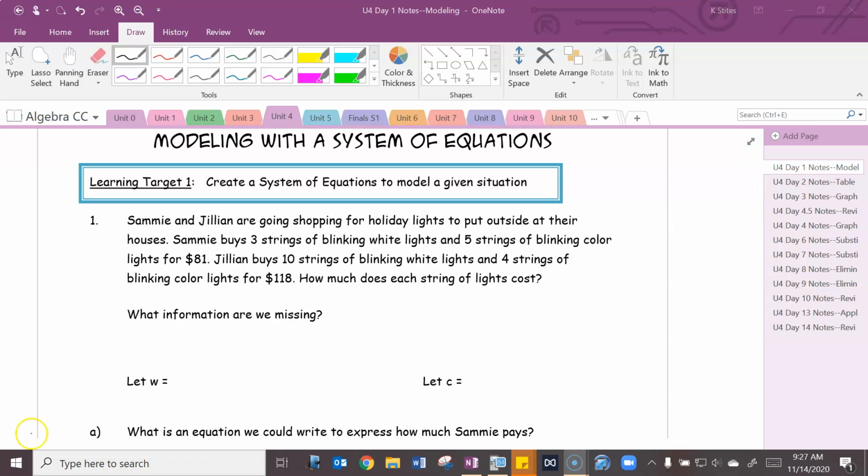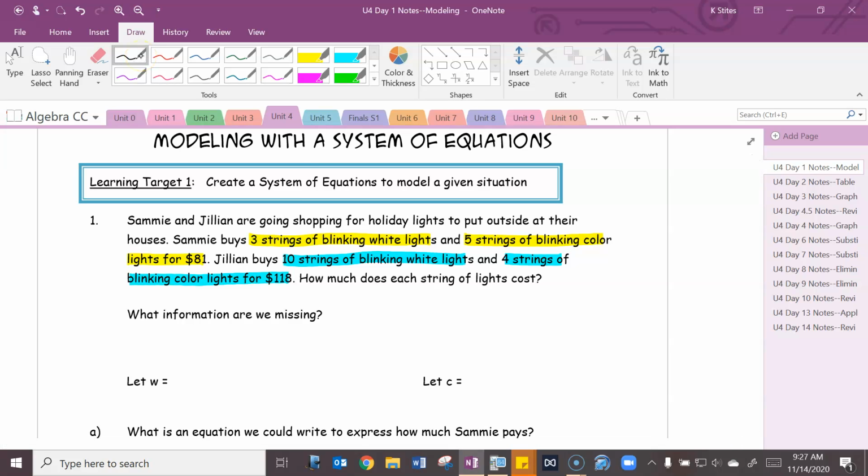So here we go. Sammy and Jillian are going shopping for holiday lights to put outside at their houses. Sammy buys 3 strings of blinking white lights and 5 strings of blinking color lights for $81. Jillian buys 10 strings of blinking white lights and 4 strings of blinking color lights for $118. How much does each string of lights cost?